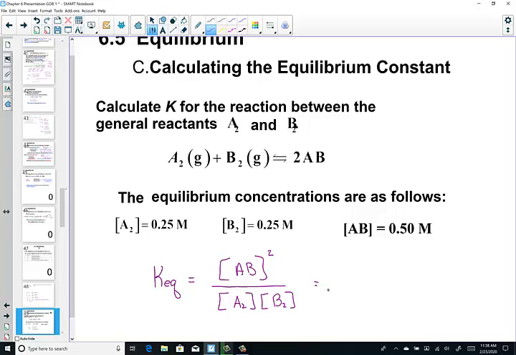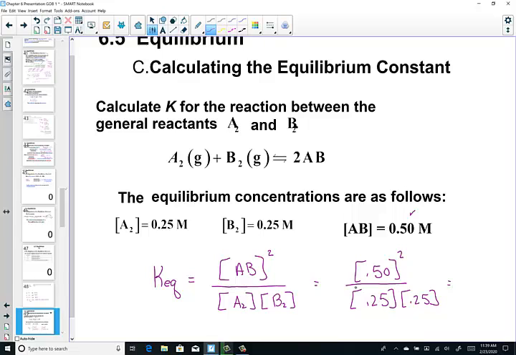Now that we've written the expression, we just simply take the values provided at equilibrium and substitute them into our equation. So the equilibrium constant, well, that would be 0.50 from the AB concentration needs to be squared, set over 0.25 for the concentration of A, and the concentration of B is the same. Let's take the calculator in our hands and type out 0.5 squared divided by parenthesis 0.25 times 0.25.